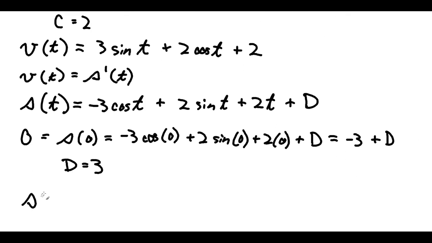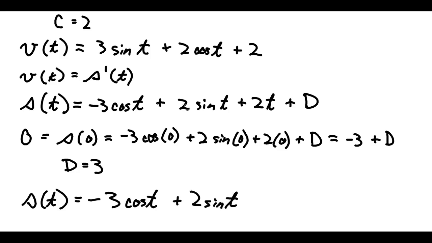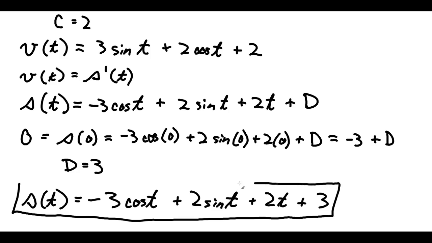And now we have the function s of t equals negative 3 cosine t plus 2 sine t, I'm just copying from what I had before, plus 2t plus, and we see it was d, we have just found that d is equal to 3, so we have plus 3 at the end. And this now is the position function. So we see this is extremely powerful.